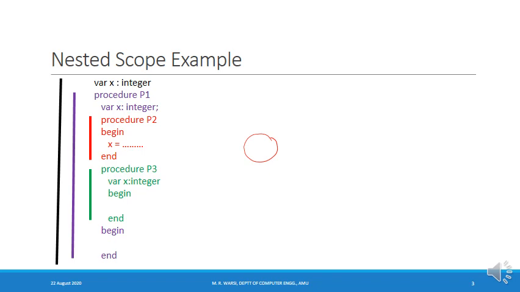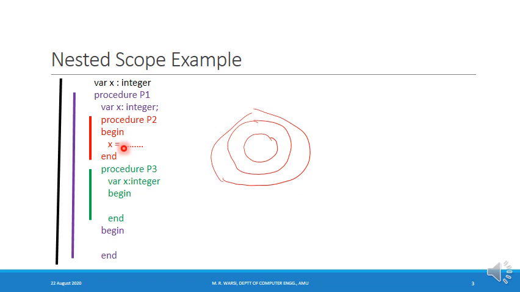If it is not found, then it will go up and search for the variable in the next scope. If it is not found, then it will further go up and search for the variable in the next scope. So in this case, if I refer to a variable in P2, if it is not found in P2, its enclosing scope, the scope of P1, is searched. If it is not found there, then the enclosing scope is the global scope, and there it will be searched.